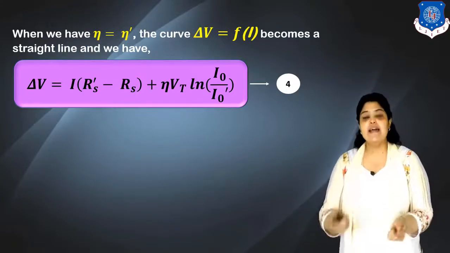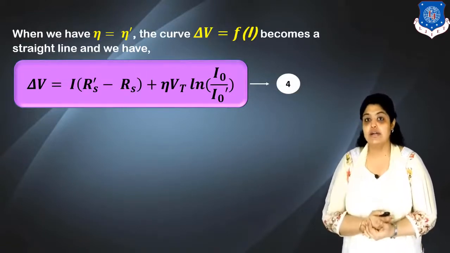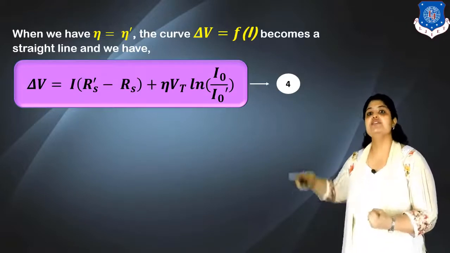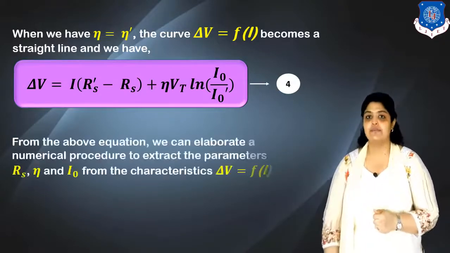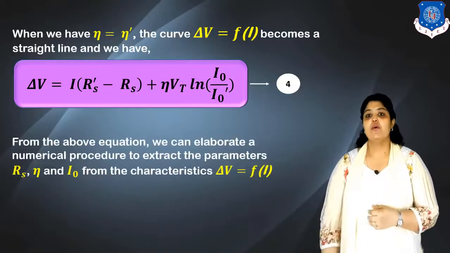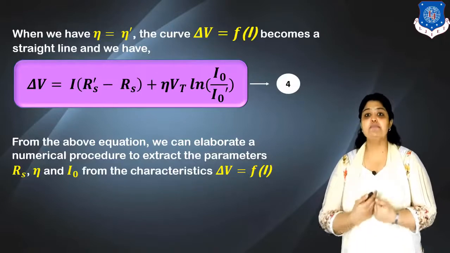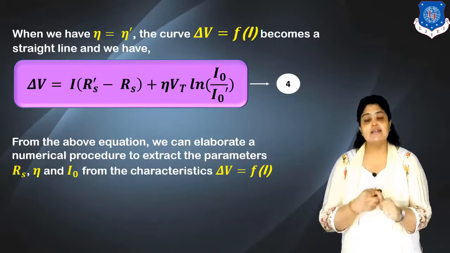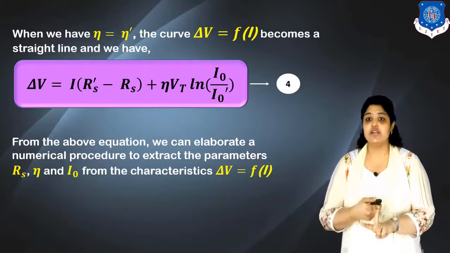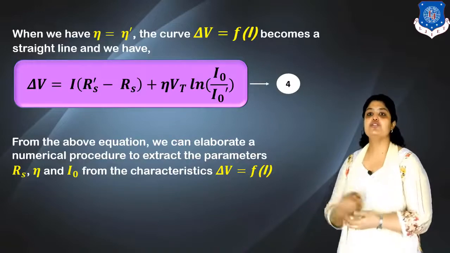Whenever we have the term eta dash, we can write eta, so eta Vt is common, ln of I naught by I naught dash. So our actual equation reduces to this equation, which resembles the equation of a straight line. From this equation, we can elaborate a numerical process for extracting some parameters. What are the parameters we need to extract? Series resistance, ideality factor, saturation current. So we will study delta V, that is voltage, as a function of I.